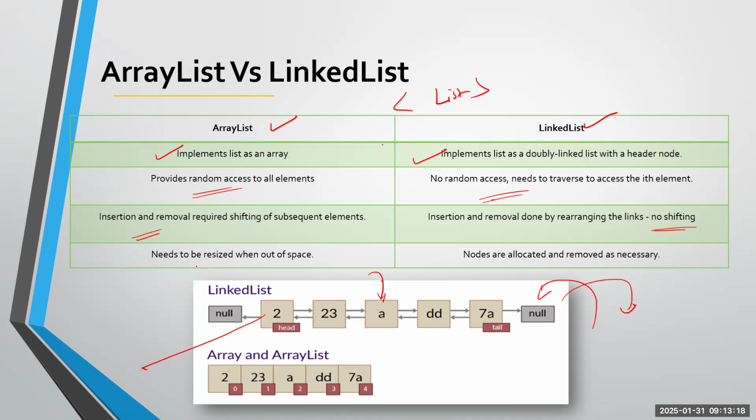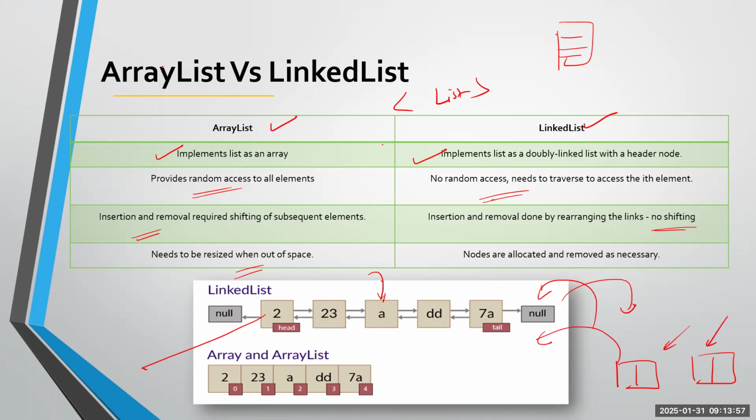So here it is written that array list needs to resize when out of space, but nodes are allocated and removed as necessary. So absolutely, in array list also, by default you will get 10 locations, and then it is growable in nature. But again, it has to be resized whenever array list is out of space. But if you talk about linked list, every time whatever you want to add, a new node will be created. So there is no problem related to memory and space. It is easily added. We don't need any default size for linked list because it depends on how many nodes you want to add.